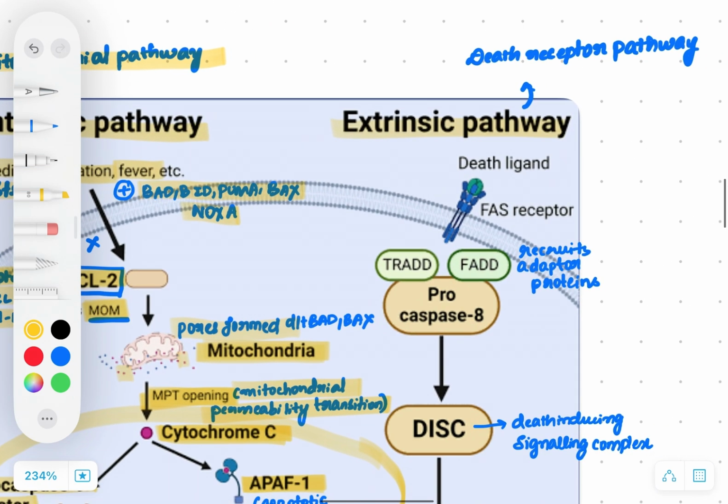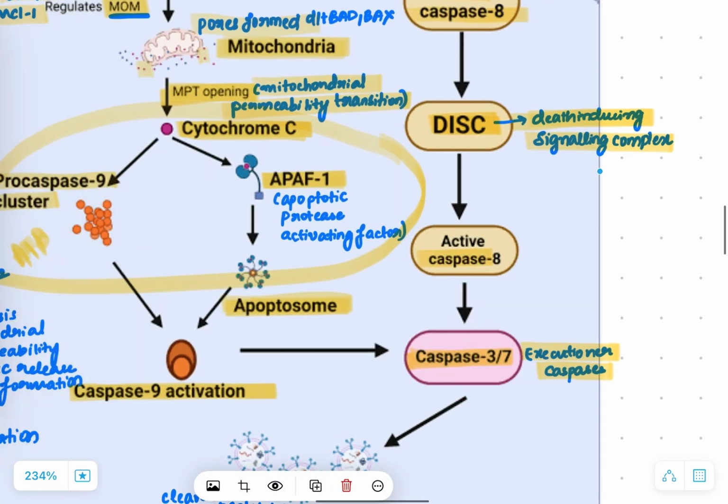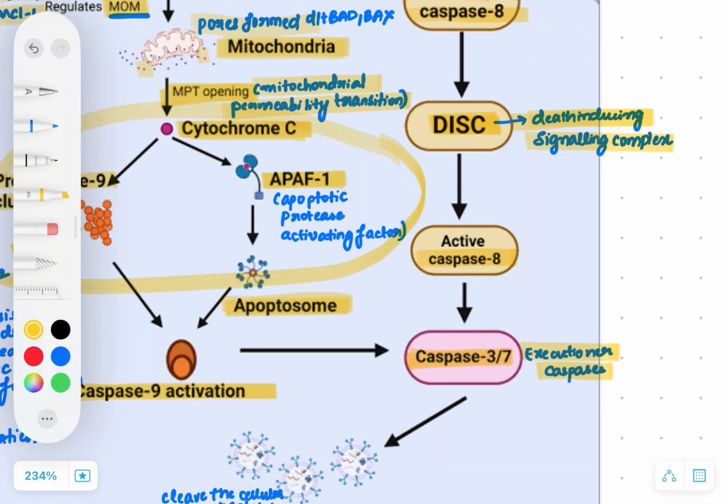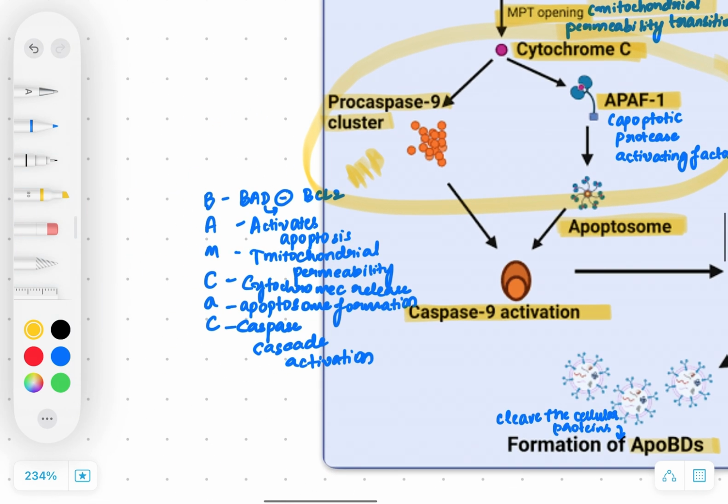Second is the extrinsic pathway. This is a death receptor pathway. Here the death ligand and a Fas receptor bind first, and they cause the recruitment of the adapter proteins. The adapter proteins are TRADD and FADD. Along with these adapter proteins, procaspase 8 causes formation of the death inducing signaling complex, also called DISC, and this activates caspase 8 and in turn activates the executioner caspases like caspase 3 and 7, and finally leads to formation of apoptotic bodies. So we can remember like this.